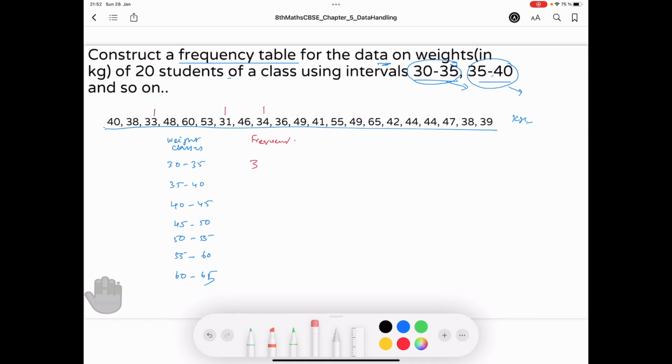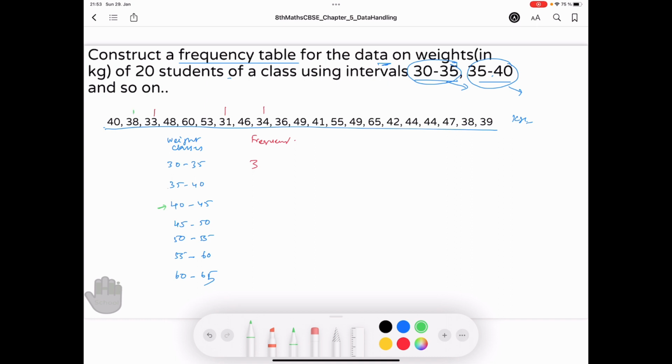Now 35 to 40. That 40 we will not consider here, because 40 we will consider in the higher class, as a convention. We will not consider it in both, only in one, and that would be the higher class, where 40 is the lower limit. Understood?